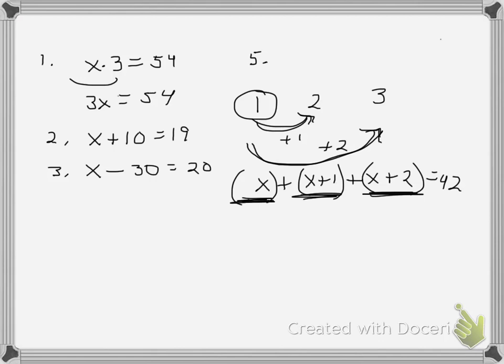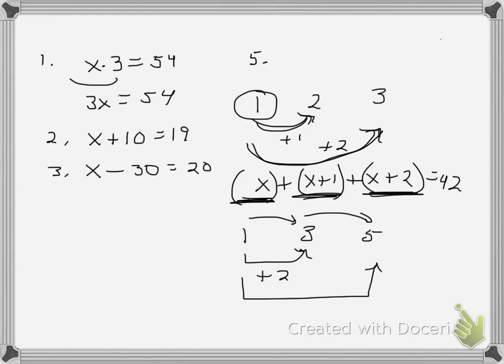it says find 3 consecutive odd numbers. Well, looking at the same logic I just used, let's say I have 1, the next odd number would be 3, and the next odd number would be 5. So what is the relationship between the 1 and the 3? I'm adding 2. What's the relationship between the 1 and the 5? I'm adding 4. So can you figure out then what my 3 expressions would be? It says find 3 consecutive odd numbers whose sum is 57.